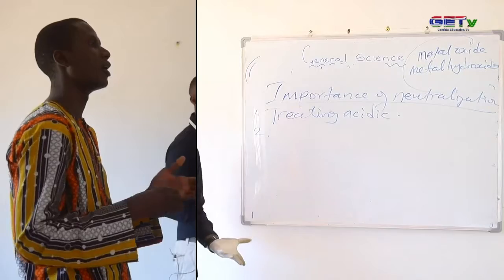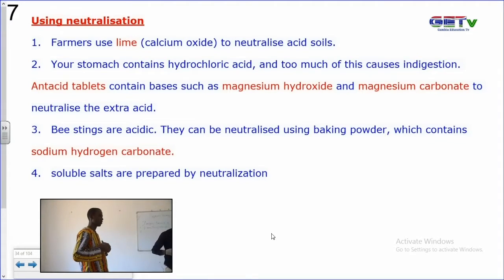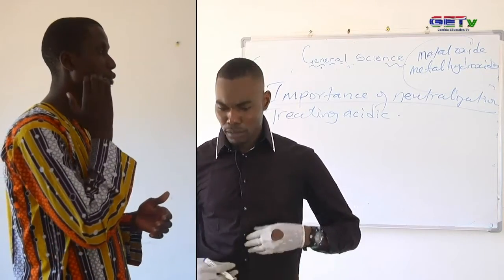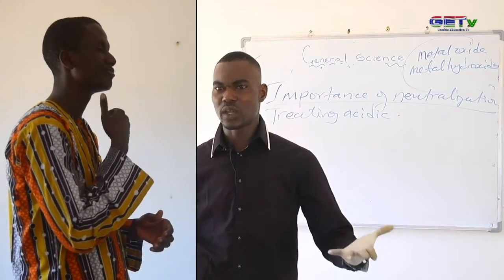Number two, your stomach contains hydrochloric acid. All of us, in fact, our stomach contains an acid, a very strong acid for that matter, which is called hydrochloric acid, which we have discussed already, HCl. And too much of this causes indigestion. If there is too much hydrochloric acid in your stomach, it will result in a condition called indigestion. And this normally happens if you eat food that is not properly chewed or not properly cooked, and cannot be properly digested in the system. Therefore, the stomach also produces too much of the acid to help digest that.